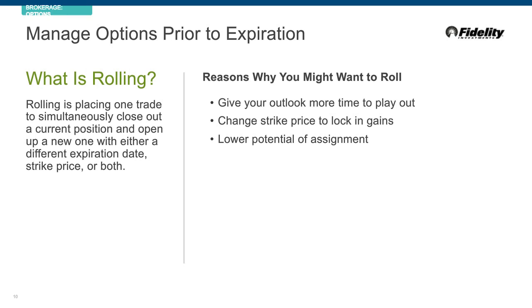What about a lower potential of assignment? Well, we've just seen several examples of when exercise and assignment are likely to occur. If we would like to mitigate that risk, we could roll our option to an option with greater time value than that of the dividend, or whose bid is greater than the intrinsic value of the option, meaning it would be less likely for your option to be assigned early, if there's a reason that you specifically wanted to avoid that scenario.